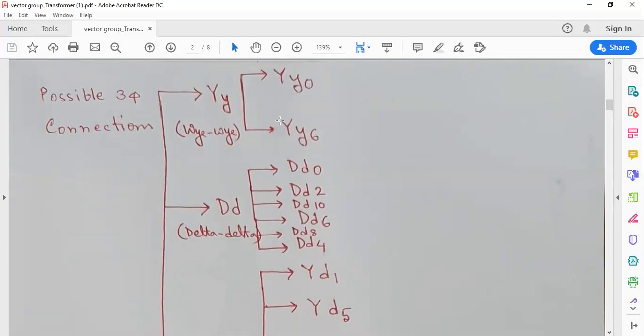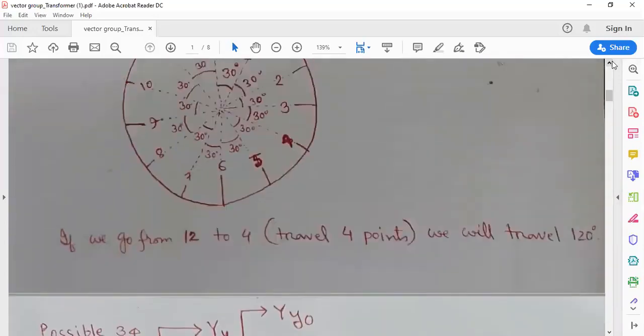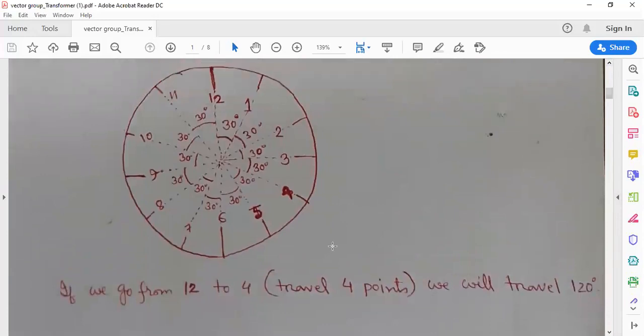If it is Y6, that means it is not 0. So that means primary and secondary line to line voltage has an angle difference, which is indicated by 6. So what does 6 mean? 6 means we have to go to the clock. 6 is along this line. This means one line to line voltage, like the primary line to line voltage, is along 12 and another one is along 6.